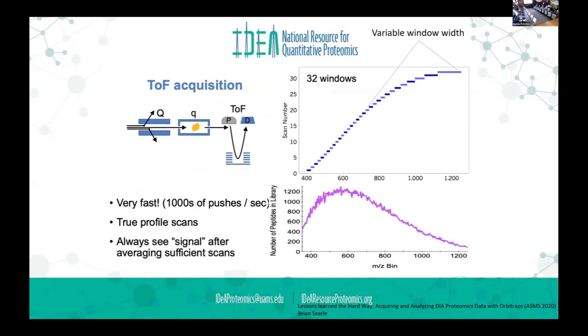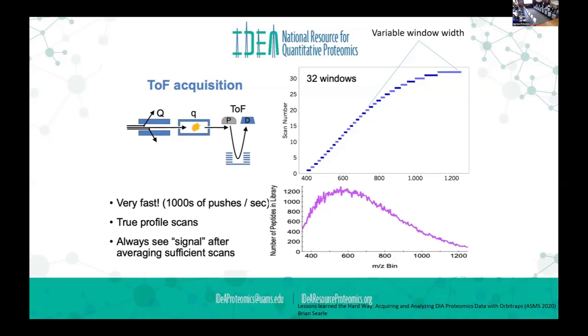The early DIA data was kind of driven by the TOF instruments. SCIEX did a lot of this. One of the things that they realized was, if you look at the purple trace at the bottom here, we've got all peptides across 400 to 1200 Thompsons, and it's more dense between 400 and 800. And so they realized that you could have smaller windows during that range and bigger windows up top.